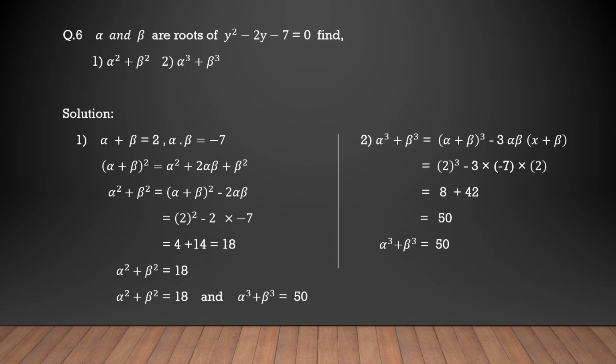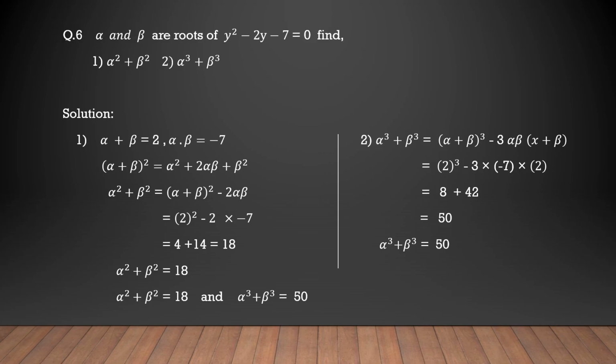Question number 6. Alpha and beta are roots of y square minus 2y minus 7 is equal to 0. Find alpha square plus beta square. Second, alpha cube plus beta cube. So here quadratic equation is given y square minus 2y minus 7 is equal to 0. And we have to find alpha square plus beta square and alpha cube plus beta cube. So here first we find alpha plus beta and alpha into beta. So here alpha plus beta is equal to 2 and alpha into beta is equal to minus 7.